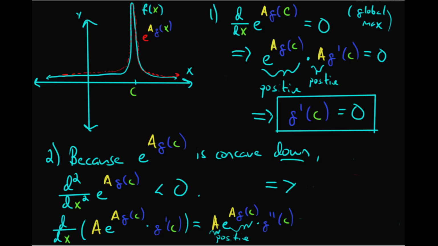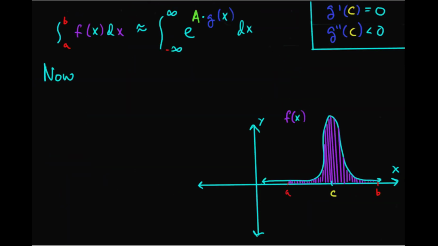And then once again, a is a positive constant here. E to the a times g of c must be positive, and so that therefore implies that g double prime of c must be negative. So I'll bring those two facts to the upper right-hand side of the screen there, that g prime of c must be equal to 0 for this approximating function to have a global maximum at x equals c, and furthermore that g double prime of c must be negative for the function to be concave down there.